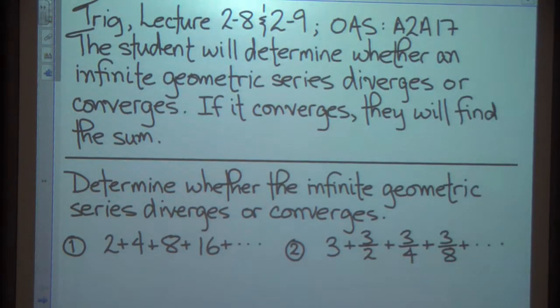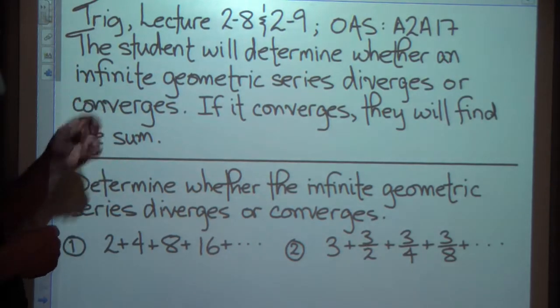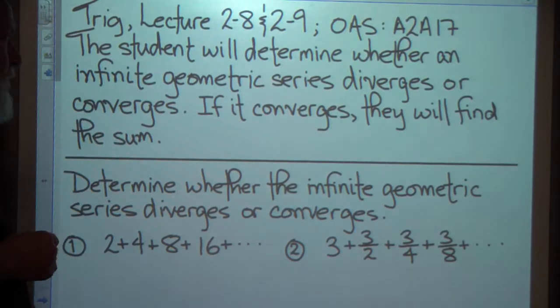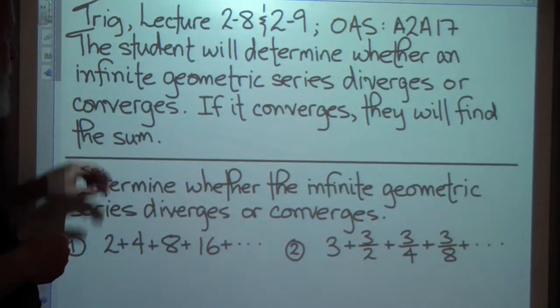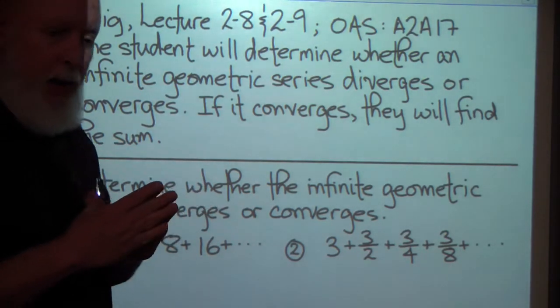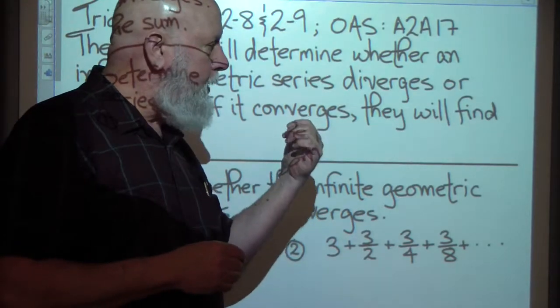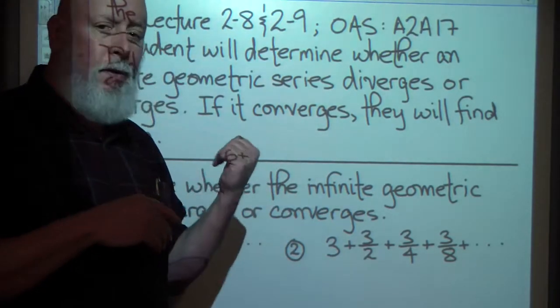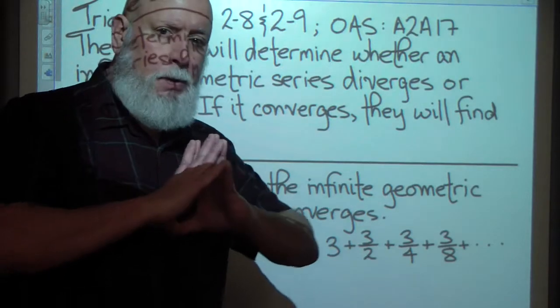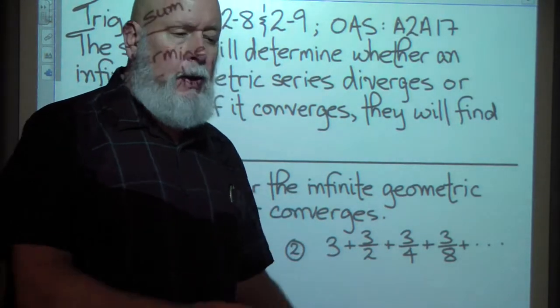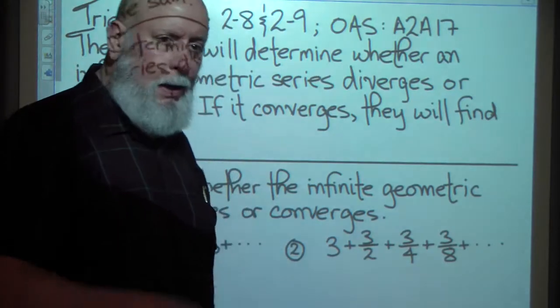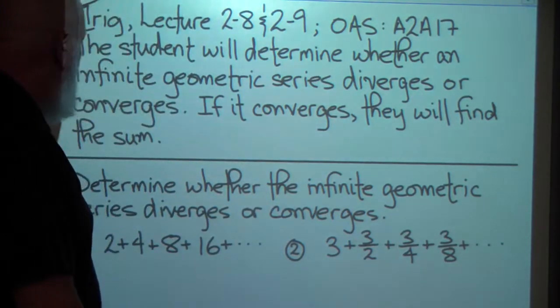All right, looks like today we're doing Trig, lecture 2.8 and 2.9. And it's OASA 2A17. The student will determine whether an infinite geometric series diverges or converges. And if it converges, we will find the sum. This isn't really trigonometry. As I said in past lectures, we're covering this because we didn't get to cover it last year in Algebra 2 due to the pandemic. So I thought we'd back up, hit it so you guys could see it, and onward through the fog.